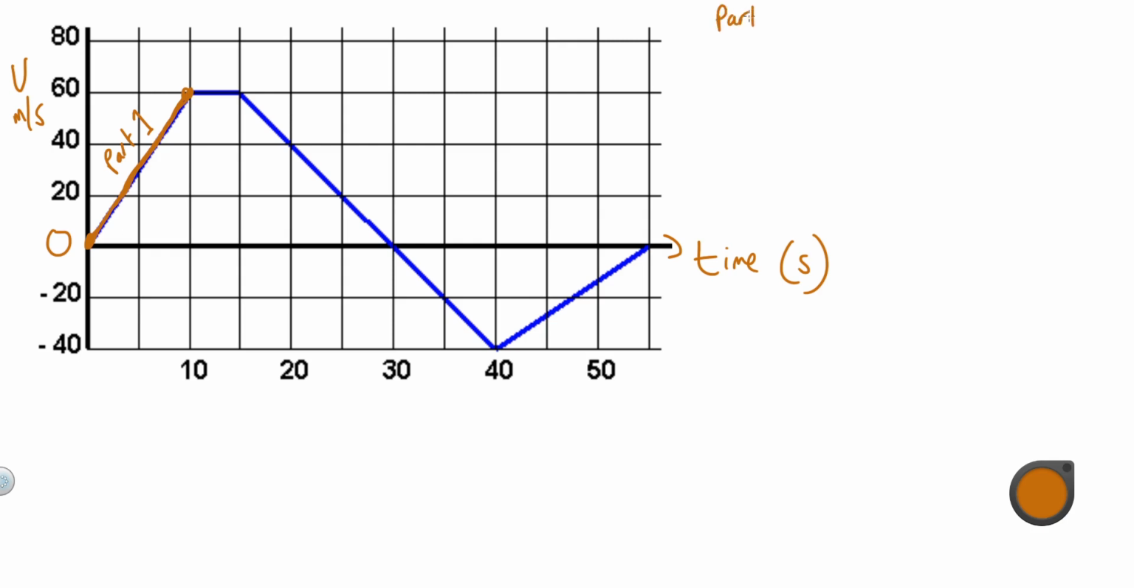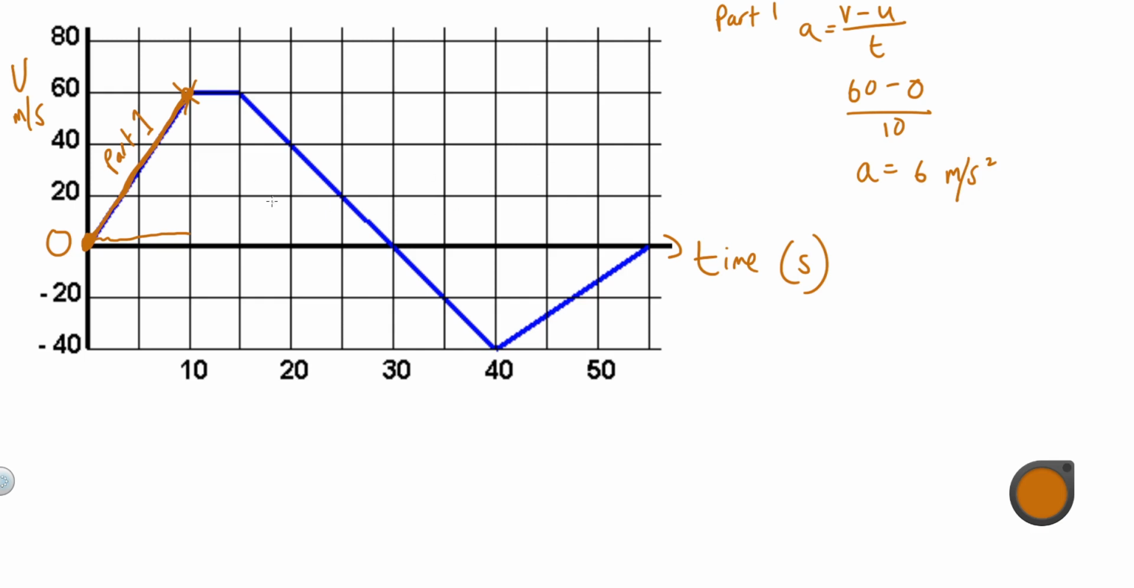For part one, we use v minus u divided by t to give you the acceleration. Final velocity there is 60, and the initial velocity is 0. The time it took to get from 0 to 60 meters per second was 10 seconds. So that's 60 take away 0, 60 divided by 10 is 6. So acceleration is 6 meters per second squared. I've explained how this unit works in a previous video.